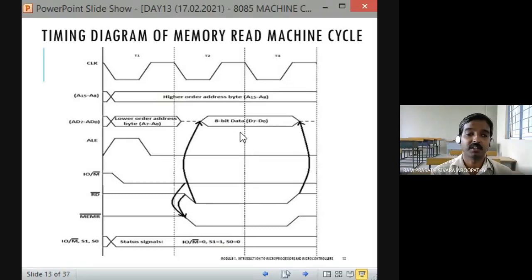See, whether memory read machine cycle only happens to execute the instruction? Memory read cycle mattum nadanda instruction execute aga mudiyuma? Or memory read cycle can be a part of an instruction cycle? Which one is the correct answer? Yes, memory read cycle can be a part of an instruction cycle.